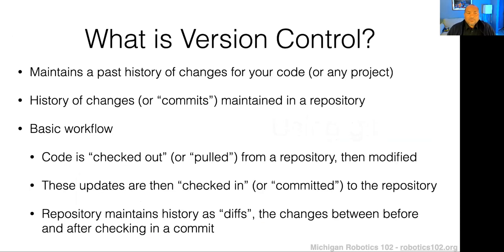What version control does in general is maintain a past history of changes for your code or any project, tracking changes that you've made over your code. This history of changes comes through commits. You commit your file to a repository, and the repository maintains what the difference was between what was there before and what you committed now, such that both of these are available, as well as for future changes. So the basic workflow is that you can pull or check out your code from the repository, modify it, and once you make a significant modification, you can check this code back in or commit it to the repository. The repository maintains this history of diffs between these check-in periods, between these commits, and then you can go back and see all of your history of commits.